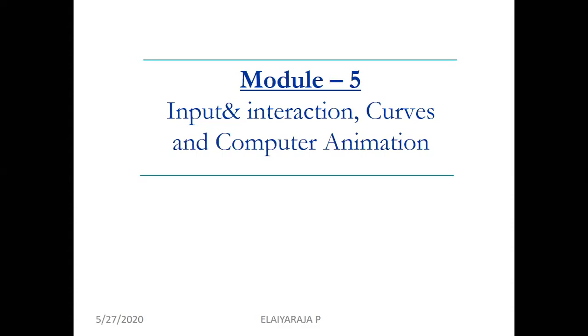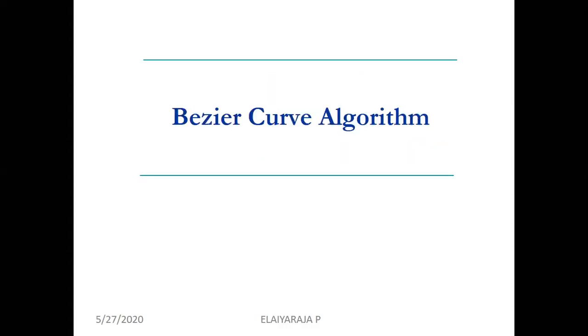In module 5, out of your 9 lab programs, 8 lab programs you have completed, and one lab program remains, that you are going to see using the Bezier curve algorithm. That's about curves. So the only important topic in module 5 is the Bezier curve algorithm, and now we'll discuss the Bezier curve algorithm.